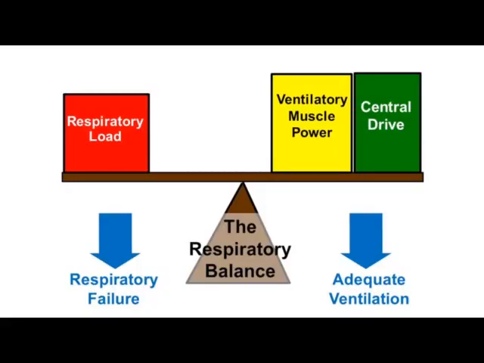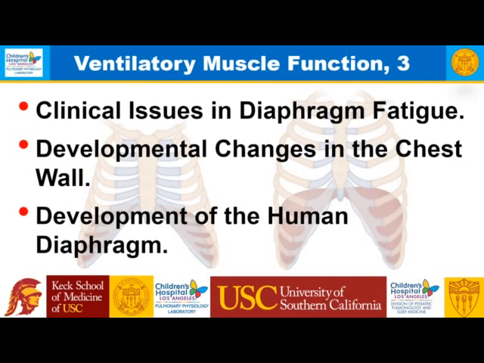So we talked last time, or a couple times ago, about the respiratory balance, and that is that ventilatory muscle power and central drive need to be adequate to overcome the respiratory load in order for the balance to tip in this direction and have adequate ventilation. We also found that ventilatory muscles can fatigue, and that could potentially tip the balance in this direction into respiratory failure. So today we're going to talk about clinical issues in diaphragm fatigue, developmental changes in the chest wall, and development of the human diaphragm.